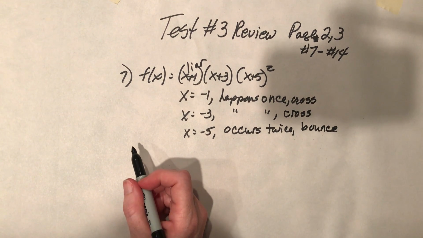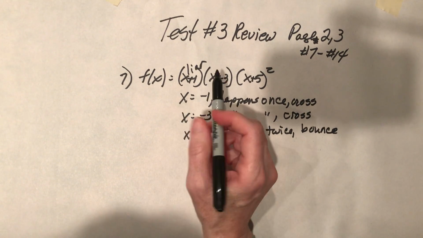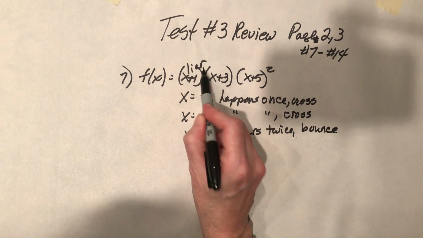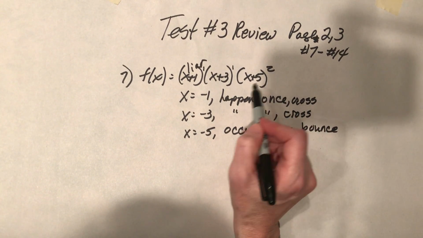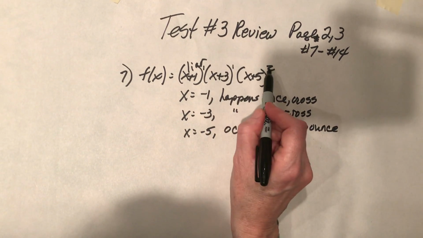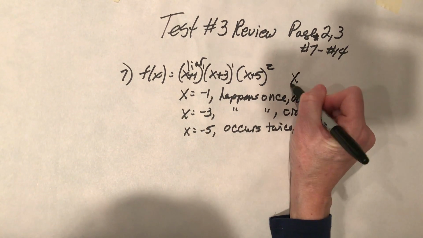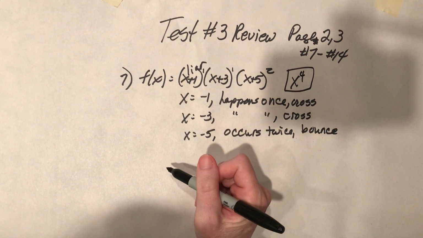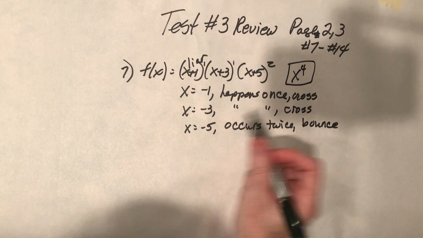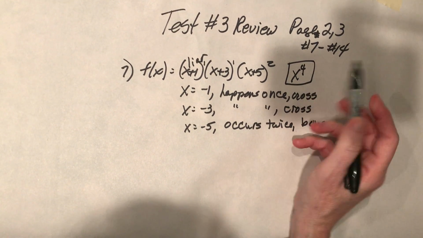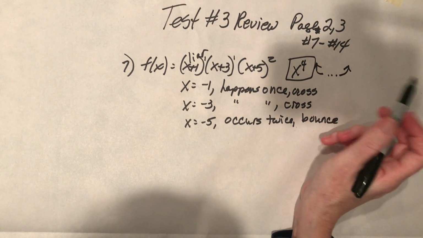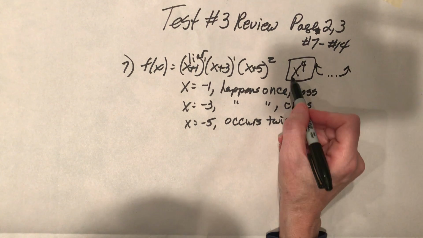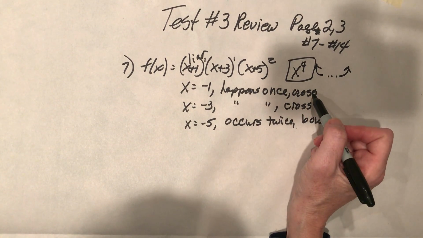Let's see, we need to figure out what the end behaviors are going to do here. This is an x plus 1 to the first. That's an x plus 3 to the first. And that's an x plus 5 to the second. So 1, 2, 3, 4. This is finally an x to the fourth function. That's an even number. So you know it's going to behave like a parabola. It's going to go up on the left and up on the right. And we don't have a negative in front of it, so they will go up.